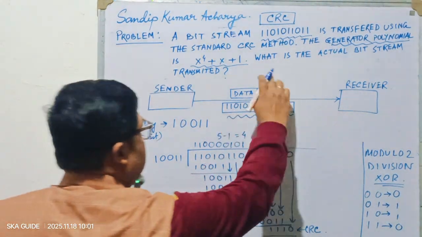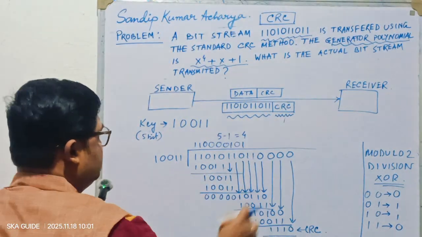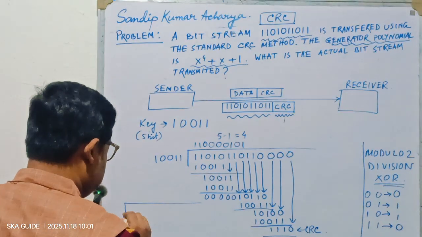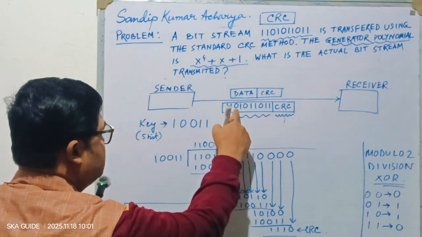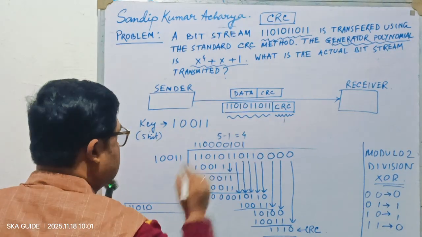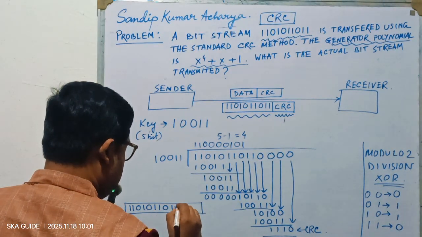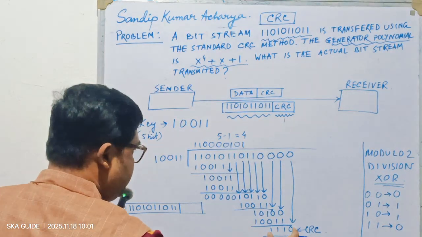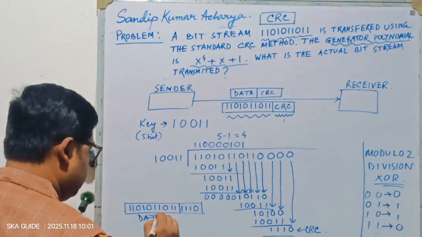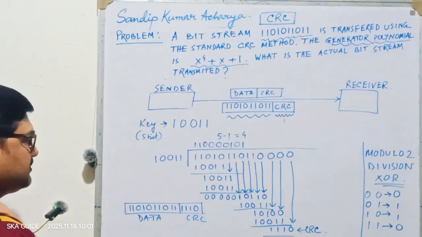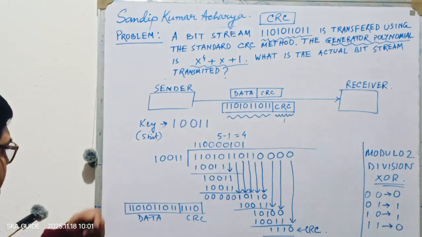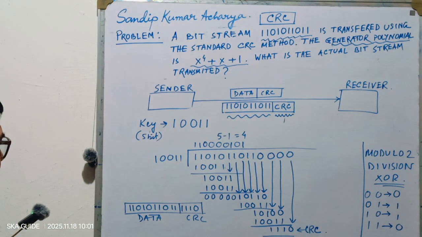Now, the actual bit stream transmitted is 11010, 11011. This was the data, and along with it we were appending this 1110. This is the CRC. So data and CRC together are the actual bits which will be transmitted. So this is how the generator function acts.